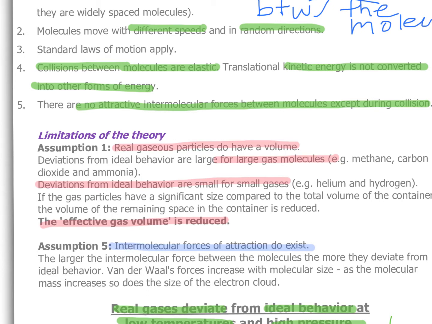Now, these small molecules, in general, they don't deviate very far from this ideal theory. So what happens is if the gas particles have a significant size compared to the total volume, the volume of the remaining space in the container is reduced. Therefore, the effective gas volume is reduced. Now, assumption 5 is also incorrect. Intermolecular forces of attraction do exist. Assumption 5 said that there are no intermolecular forces, but they do exist. And when these molecules go near one another, those forces do have an effect.